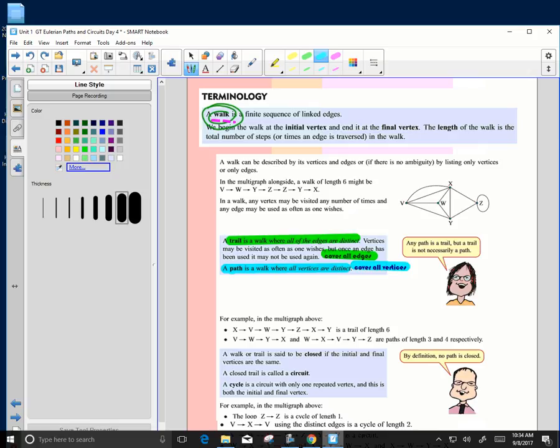All right. So for example, in the multigraph above, you can see a trail of length 6. So let's do it. Starts at X, goes down to V, goes over to V. Then it goes to W. And then from W it goes to Y. And from Y it goes to X. And then from X it goes to, did I hit Z yet? W, Y, Z, and then it goes to X, and then back to Y. We started with X, and we ended with Y.